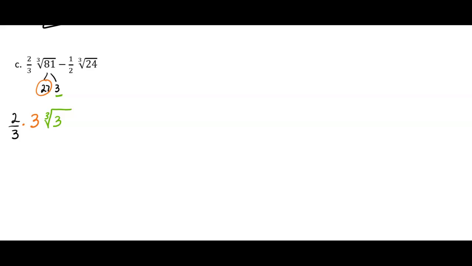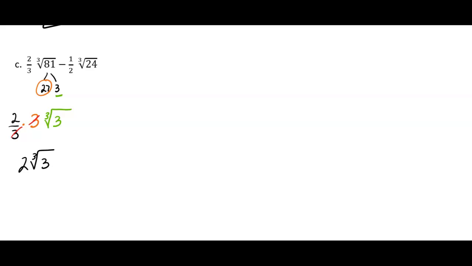All right, now when I do that multiplication, I'm actually going to cancel that 3 and that 3. So that's going to give me 2 times the cubed root of 3. Okay, so that radical has been simplified. Now we go to the next part.